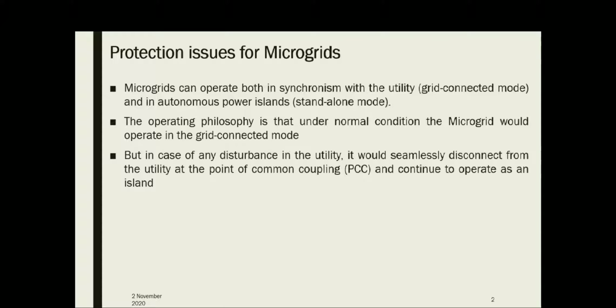So, as you all know, a microgrid is an aggregation of electrical or heat load and small capacity on-site micro sources operating as a single controllable unit at the distribution voltage level. Conceptually, a microgrid should not be thought of as a conventional distribution network with additional local generation. In a microgrid, the micro sources have sufficient capacity to supply all the local loads. So, a microgrid can operate both in synchronism with the utility, that is the grid connected mode, and in autonomous power as in a standalone mode.